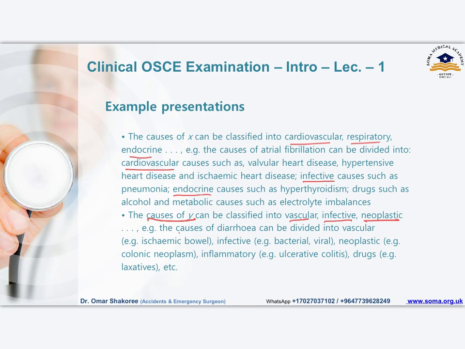Another example, the causes of diarrhea can be divided into vascular, infective, neoplastic, drugs, inflammatory, etc. For example, for vascular, ischemic bowel disease can cause diarrhea. Infective, like viral infection or bacterial infection, can cause diarrhea. Neoplastic, like colonic cancer, can cause diarrhea. Inflammatory, like ulcerative colitis, can cause diarrhea. Drugs, like laxatives, can cause diarrhea.